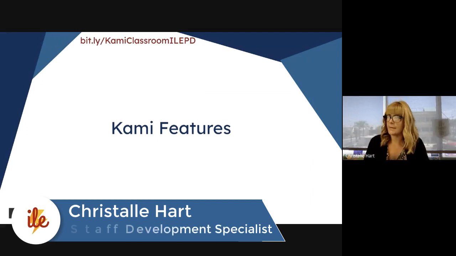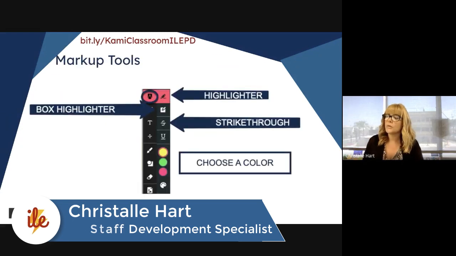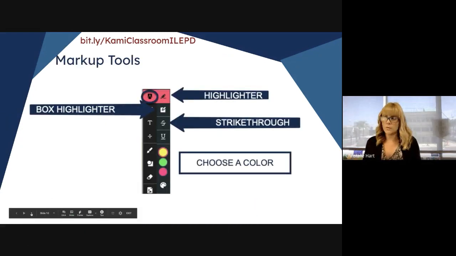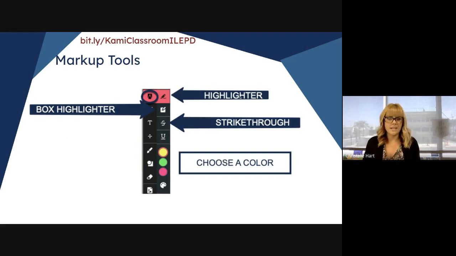All right. Hi, guys. We're going to look at the Kami features first before we dive in from a student perspective and play around with them. So Kami has several different markup tools that you can use. They have a highlighter, and then they also have a box highlighter, which allows you to put a box around an image or a picture versus the regular highlighter, which would be over a sentence or a couple of sentences in a passage. They have a strike through feature and then also underline.